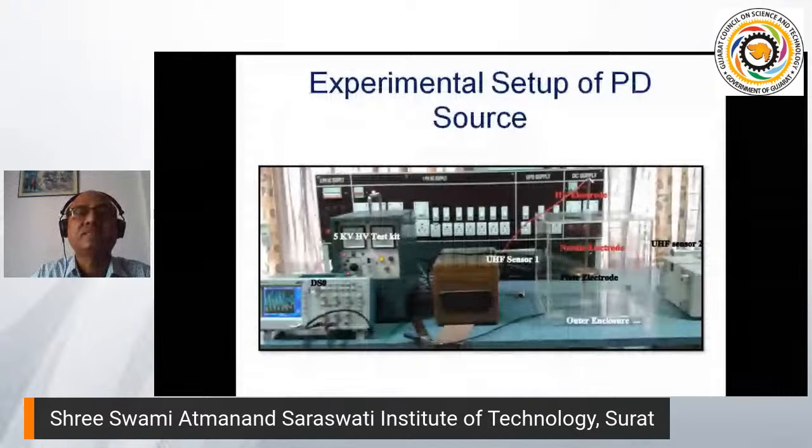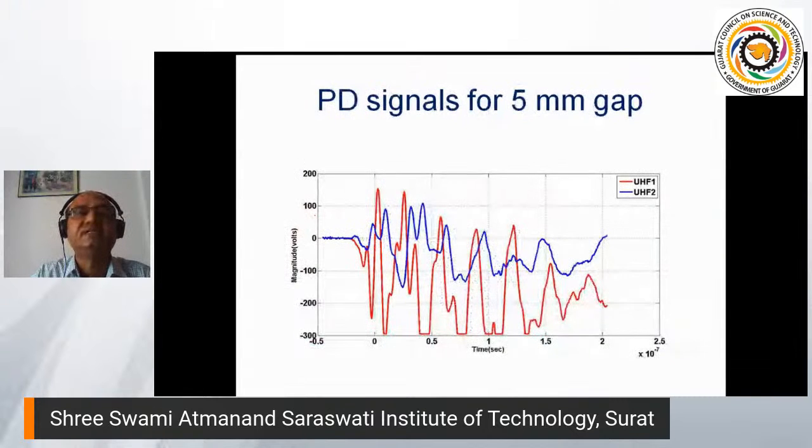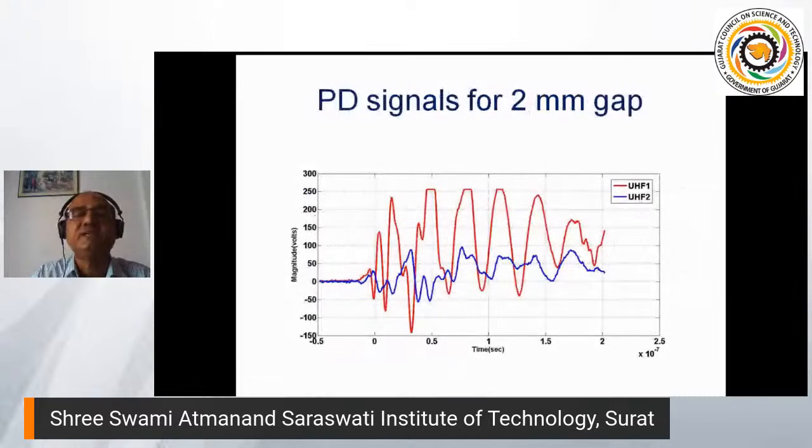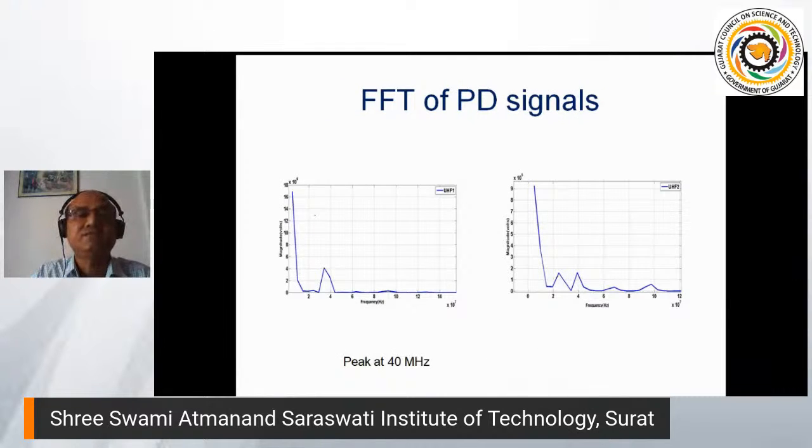So this is a typical lab setup for the measurement of PD using the UHF technique. And these are the typical signals for different gaps of UHF. And this is after doing the FFT. There is a certain DC component also in the measurement, but if we go to the higher and higher components, we can find out what the PD signal magnitude is. For the different gaps, different PD signals are captured.